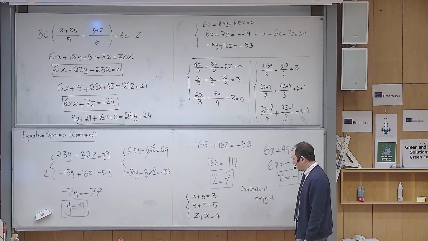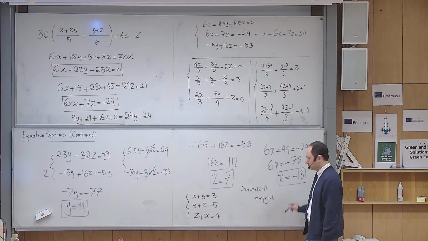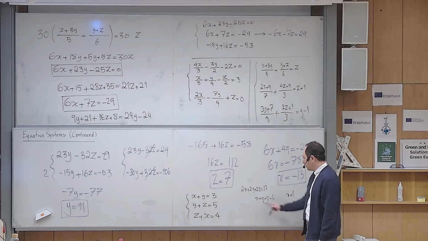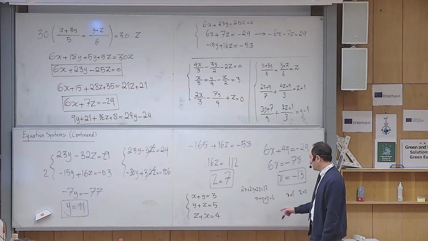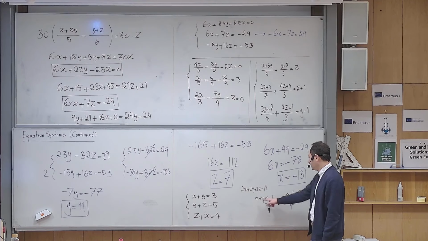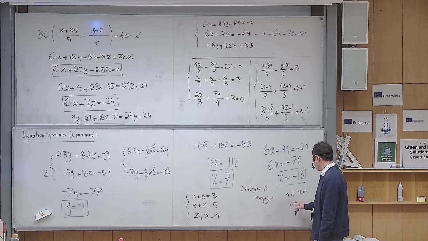Now what happens? Do I know y plus z? Yes. y plus z is 5, so x is 1. Do I know x plus y? Yes, it is 3, so z is 3. And do I know x plus z? It is 4, so y is 2. So that was what I was thinking is better.